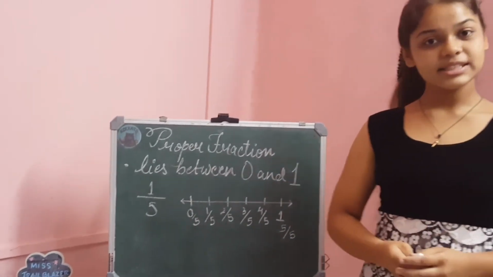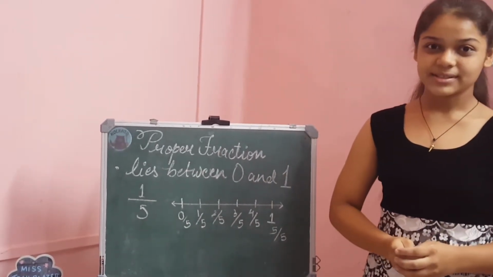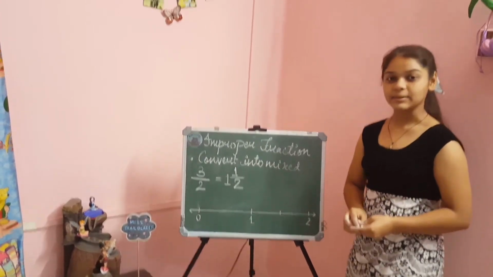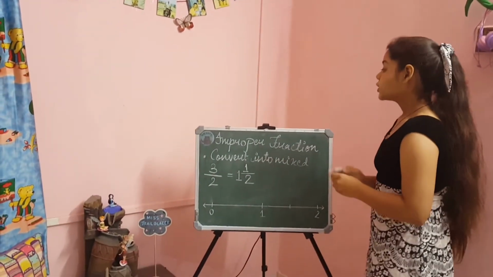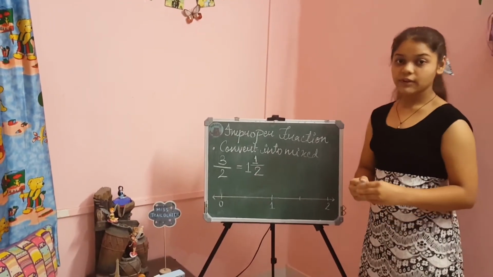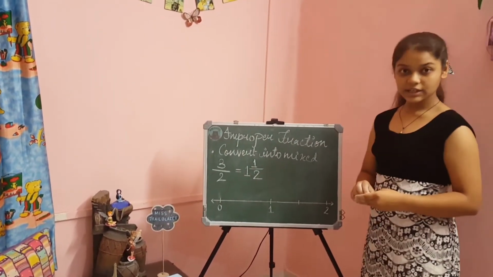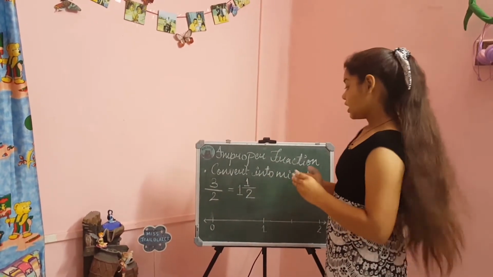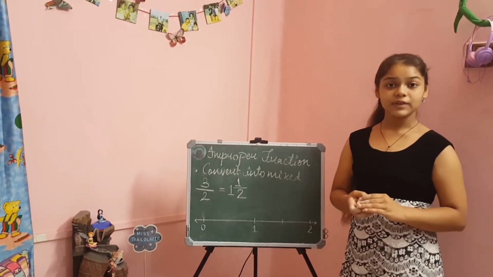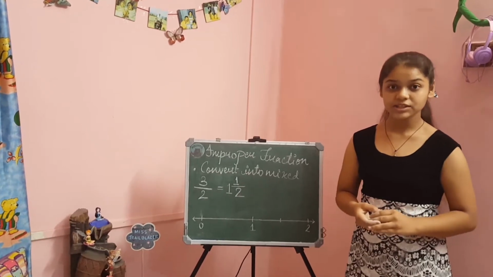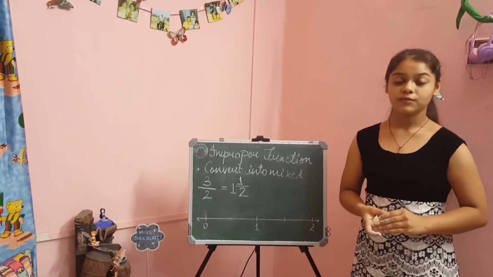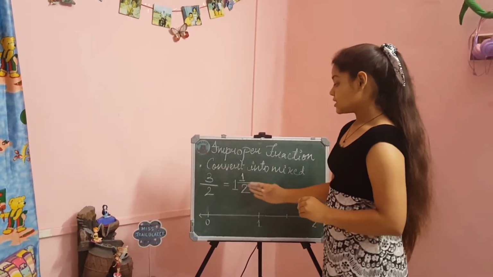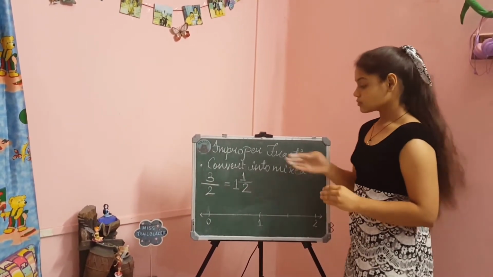And now, let's move on to improper fractions. Now, it's time to represent improper fractions on the number line. So, the first step is you have to convert the given improper fraction into a mixed fraction. Here, for example, we have taken 3 by 2. If you have not learned how to convert improper fractions into mixed fraction, please check out my video of fractions part 1. So, 3 by 2 is equal to 1 and 1 by 2.